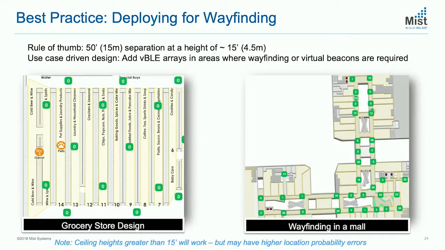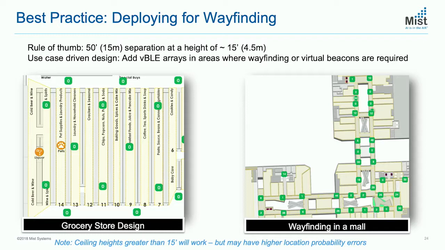Okay, so other environments. So rule of thumb: this is best practices for Mist, but you can probably leverage these for other vendors as well. For us, you want to deploy a BLE capable AP every 15 meters or so, and no more than a height of 15 meters. If you go higher than 15 meters, it can work. It may not work as well. What's that? 15 feet. Sorry, yeah, a height of 15 feet, which is 4.5 meters.